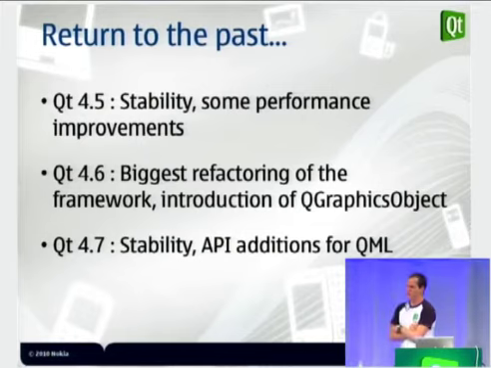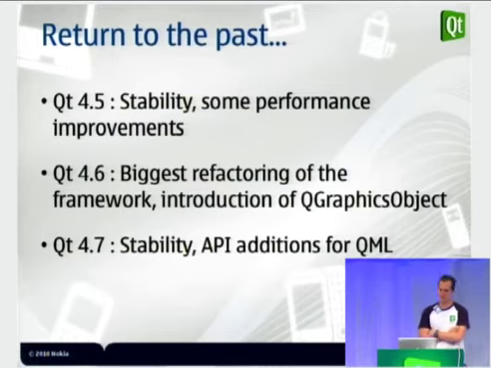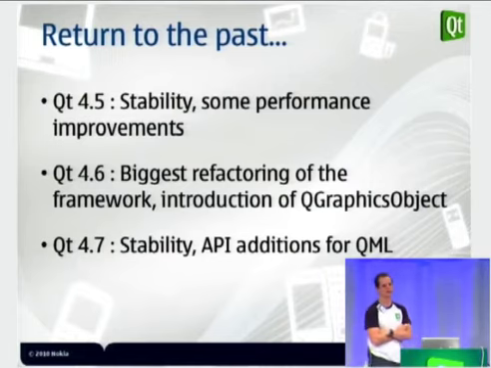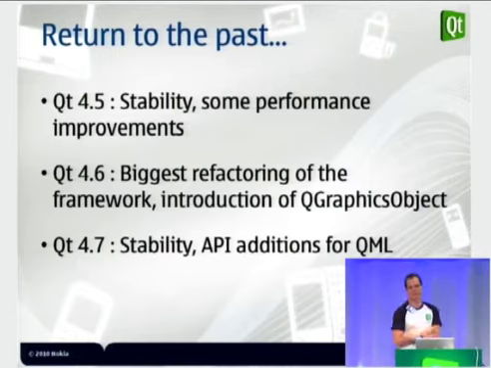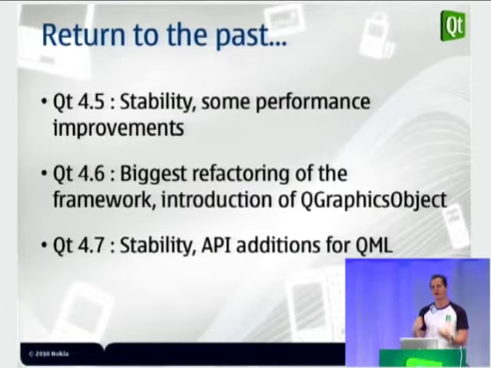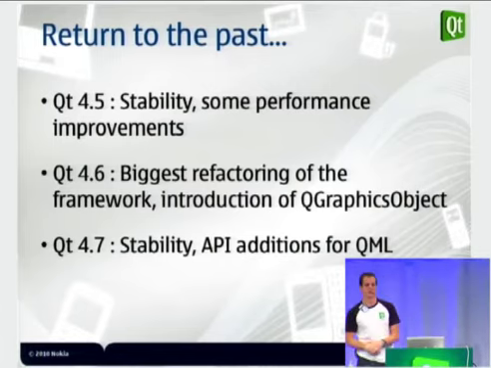We moved the indexing logic out of the scene and put it in a separate class so we could optimize it separately. And we also introduced QGraphicsObject. It was mainly for QML. QGraphicsObject is a subclass of QGraphicsItem, but it also inherits from QObject, and then you get the property support and all the convenience that you have with QObject.